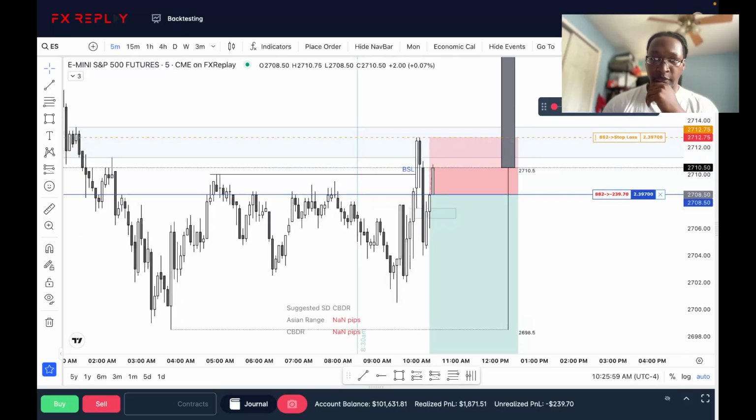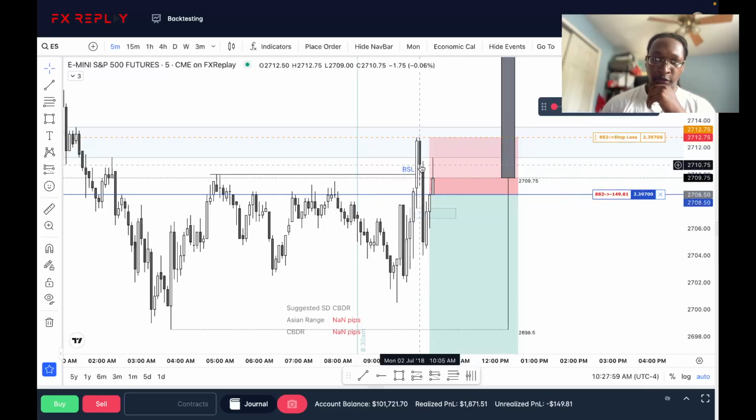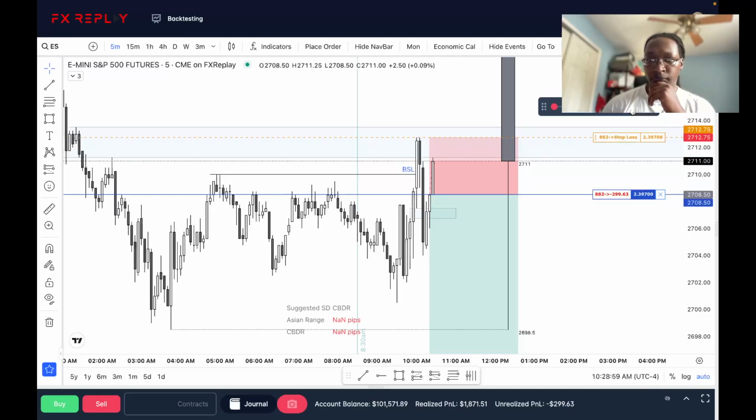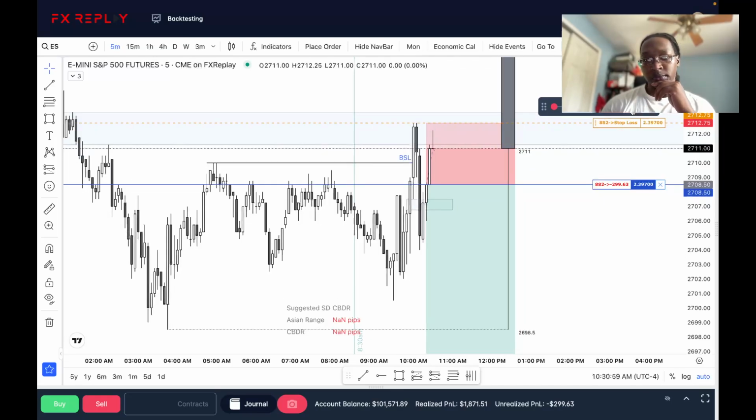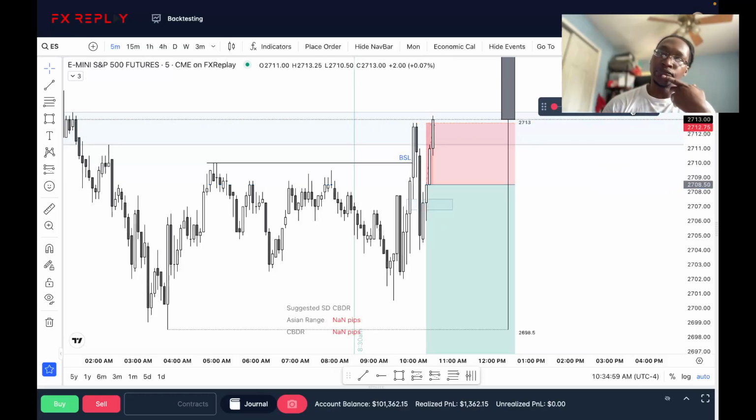Enter in. Not the best reaction. Volume imbalance gets tapped. It looks like we're going to get stopped out. And we do. Cool. No worries.